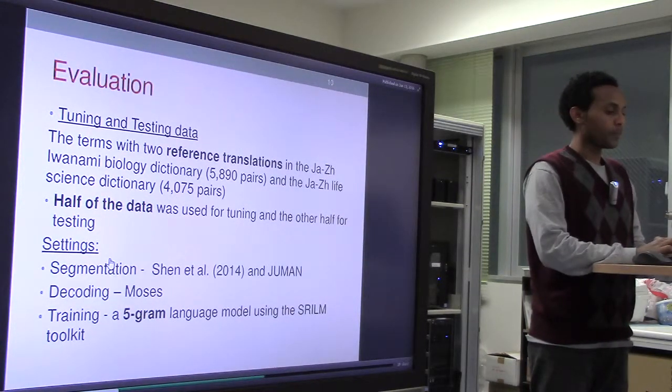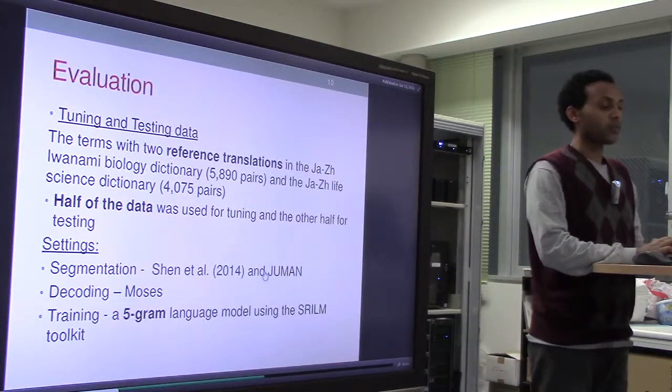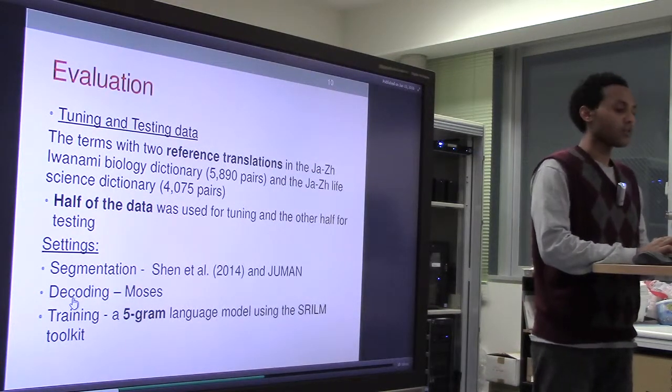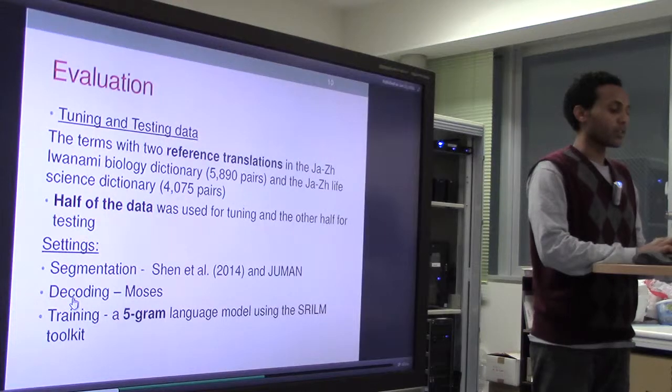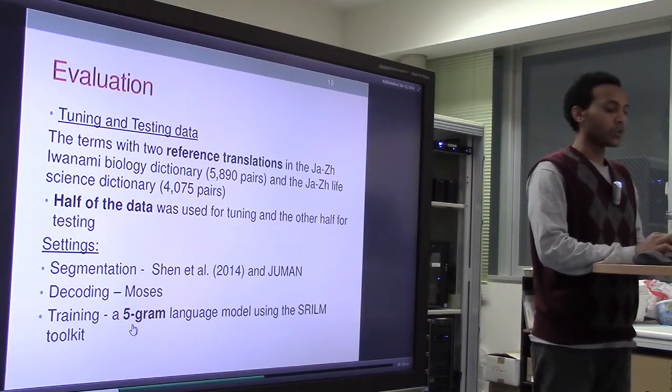Before the pruning phase, they used segmentation using previous research implementations, and the decoder, the translator, was Moses, and the training was done with a 5-gram language model using the SRI language modeling toolkit.